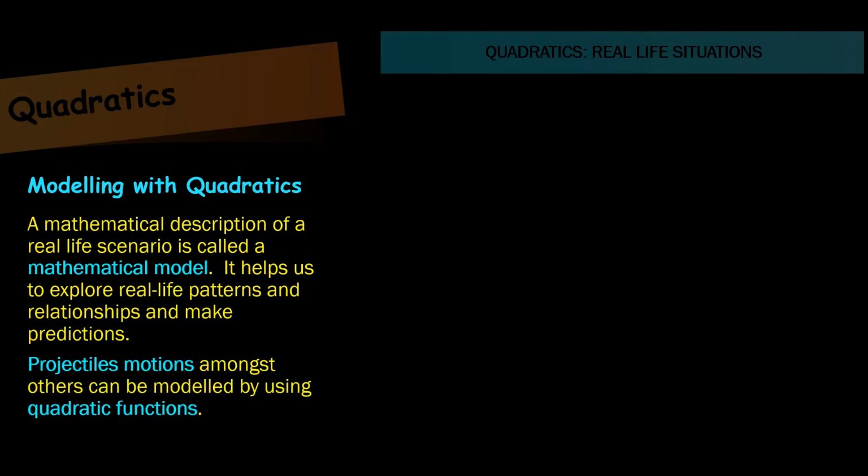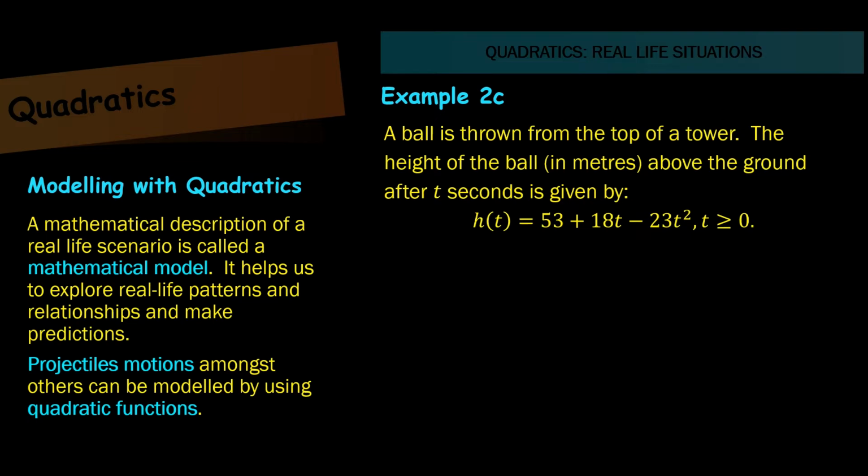Projectiles' motions, amongst others, can be modelled by using quadratic functions. So, for example, a ball is thrown from the top of a tower. The height of the ball in meters above the ground after t seconds is given by h of t equals 53 plus 18t minus 23t squared, where t, time, is greater than or equal to 0.